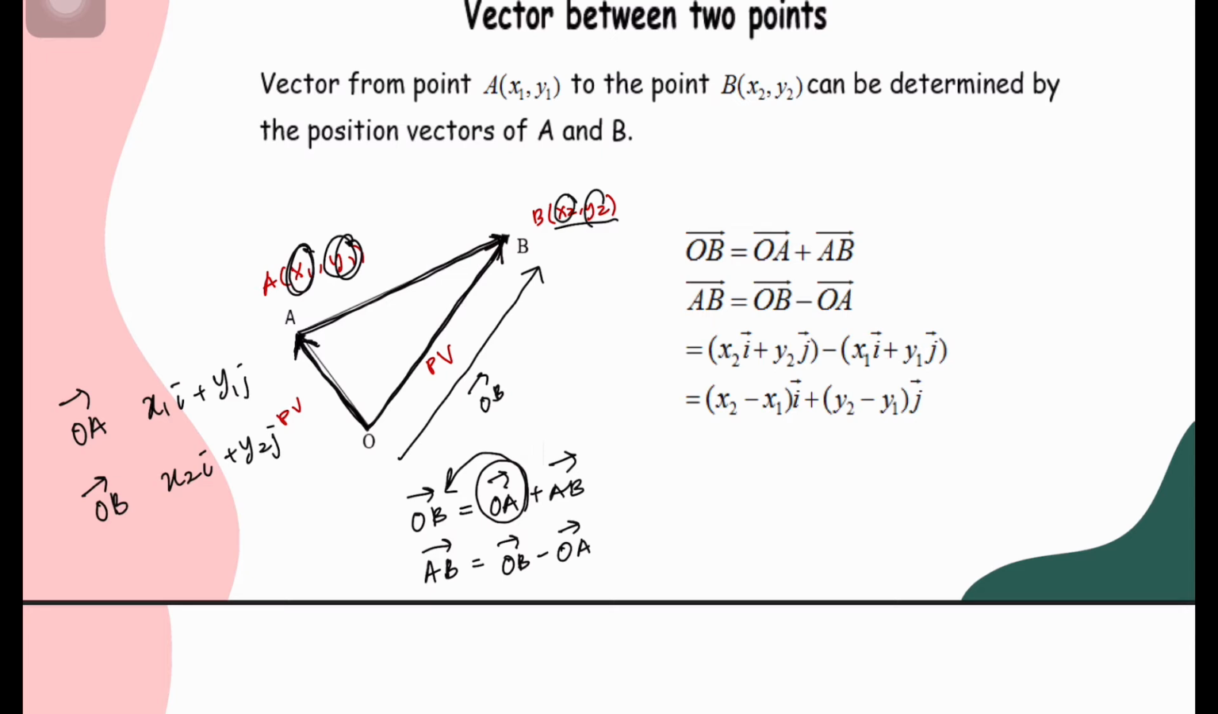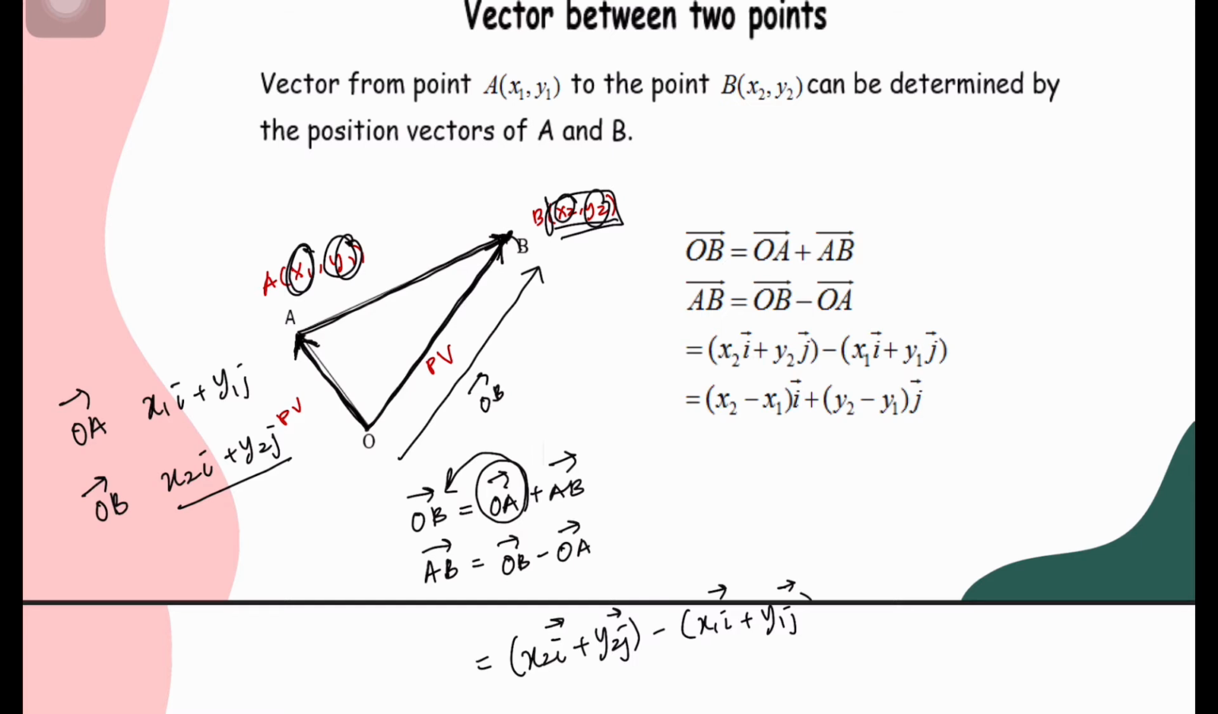Okay, x2 and y2 is the point for B. So from the origin to B, this one is the magnitude. Therefore, you will have x2i plus y2j. So to find AB, you just simply need to do the operation OB minus OA. So your OB is x2i plus y2j minus x1i plus y1j. And this is the vector, so don't forget the direction on all vectors.